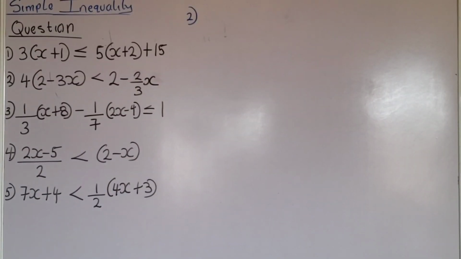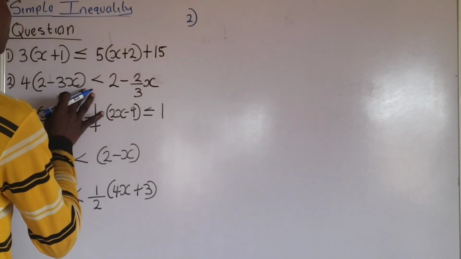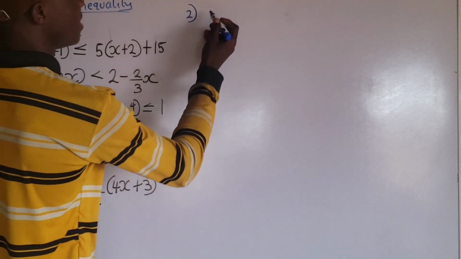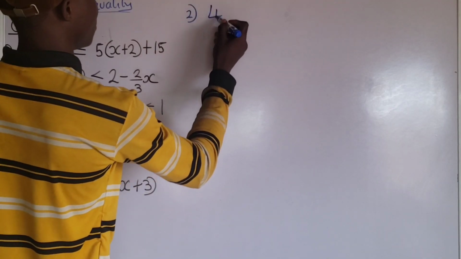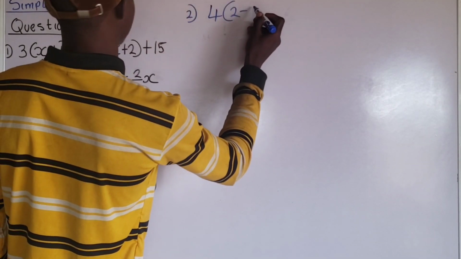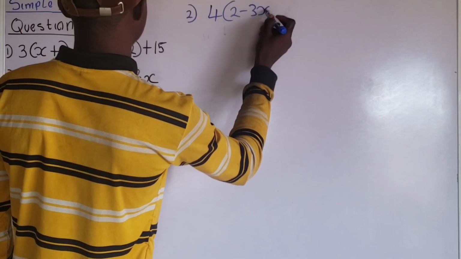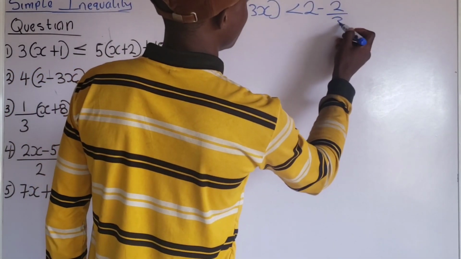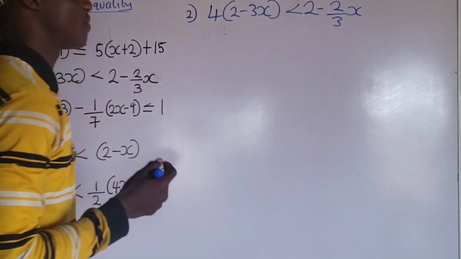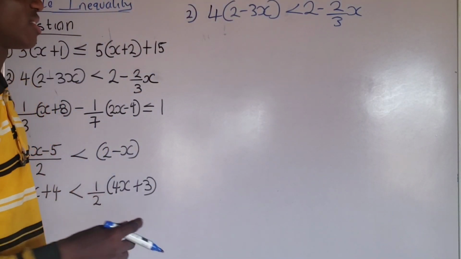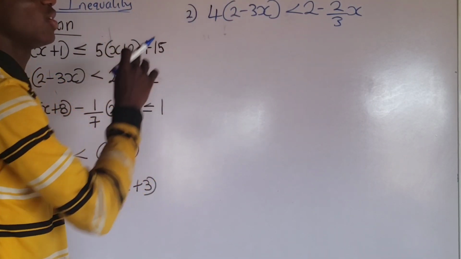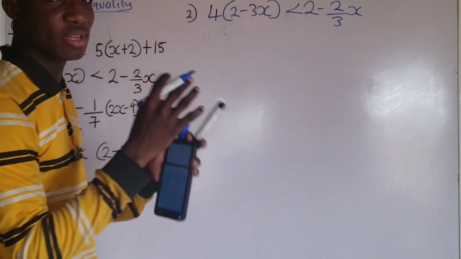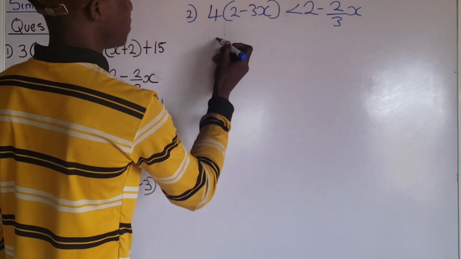Okay, let's proceed to the second question. We are asked to solve 4 into brackets 2 minus 3x less than 2 minus 2 over 3x. Okay, now how do we solve this question? We have 4 multiplied by 2 minus 3x is less than 2 minus 2 over 3x. Now, the first step is to deal with the parentheses. You understand? You just have to open the bracket. Please kindly pay attention. Okay, we have 4 multiplied by 2, that is 8.